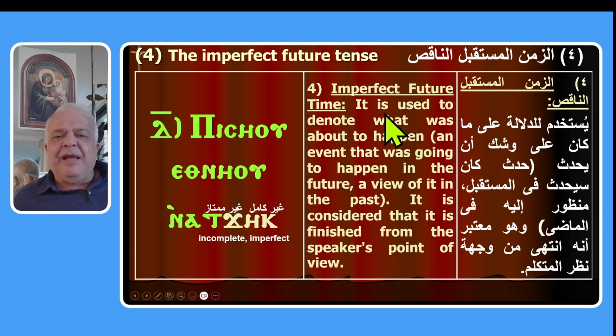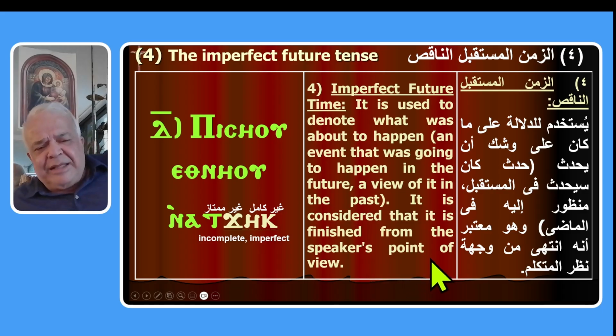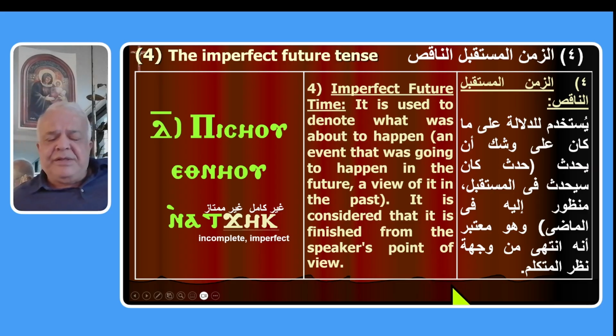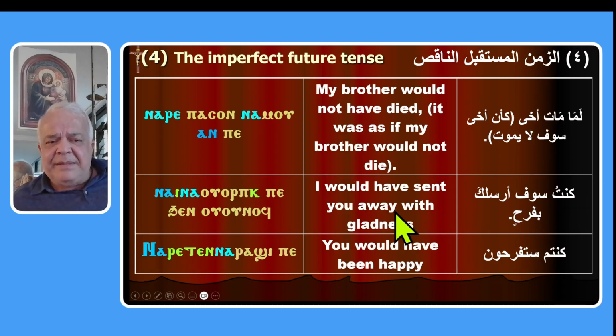Let me repeat again, the imperfect future tense is used to denote what was about to happen, an event that was going to happen in the future. A view of it in the past is just a prediction. It is considered finished from the speaker's point of view, which means whoever is prophesying considers that incident should happen in the future, but he is not sure of the details. Let's get some examples to understand that tense.